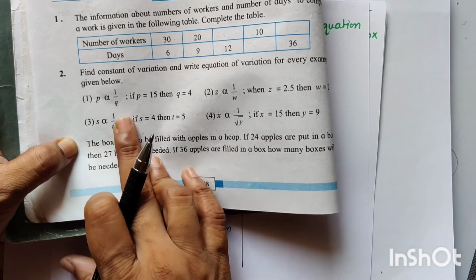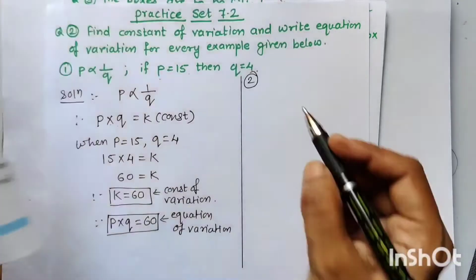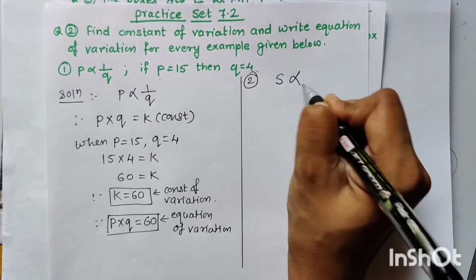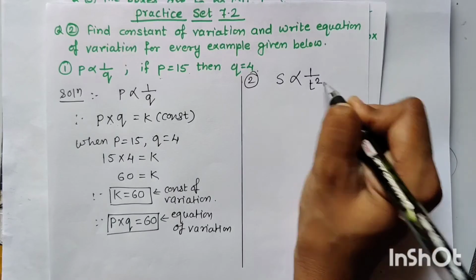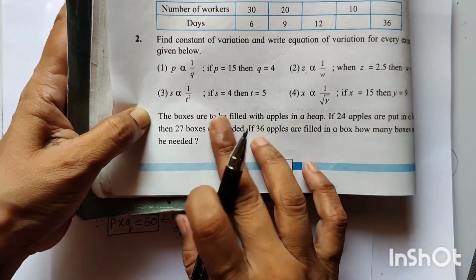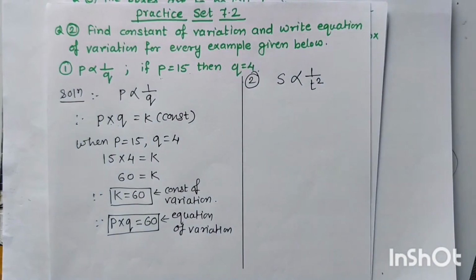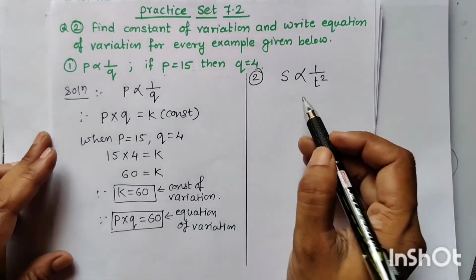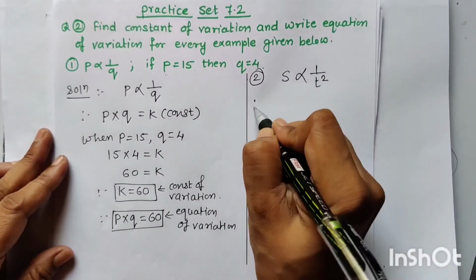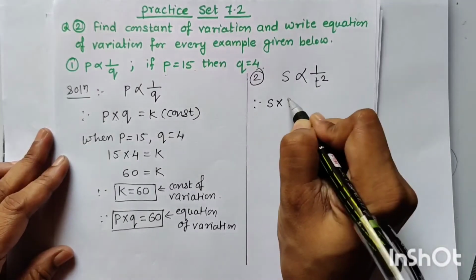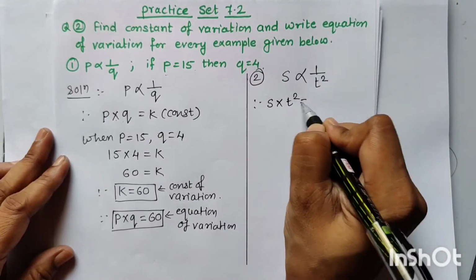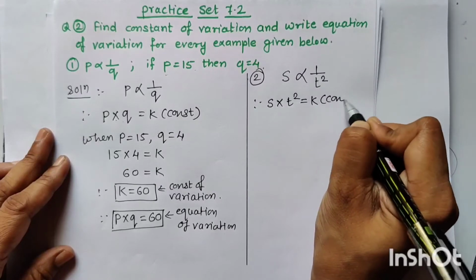S inversely varies with the square of t. So S inversely varies with the square of t. Okay. And S is equal to 4, t is equal to 5. So let us see how to solve this sum. After writing in the symbol form, what we have to do? We have to write it in the equation form. S multiplied by t square is equal to k, constant.